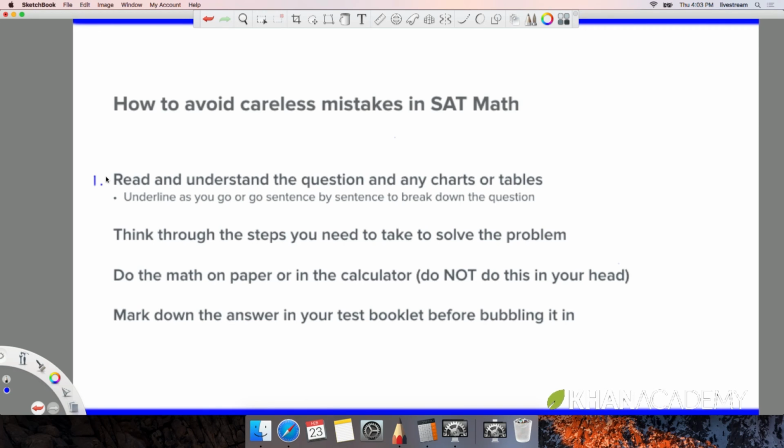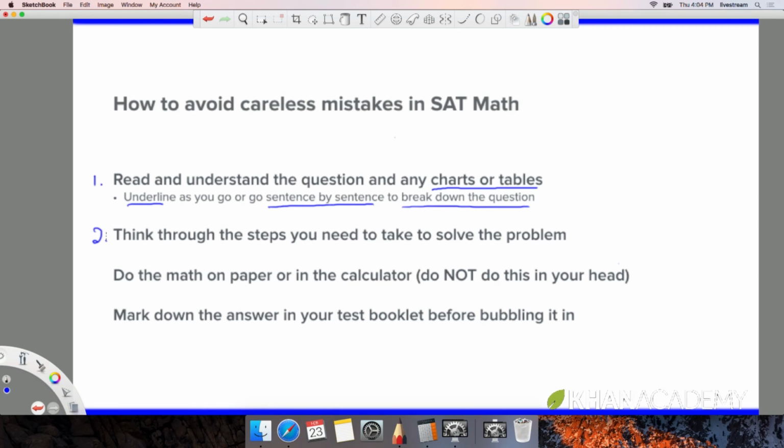This is both the question and any charts or tables, so don't move on until you really understand everything. One thing you can do here is underline as you go sentence by sentence to break down the question rather than trying to take it all in at once.